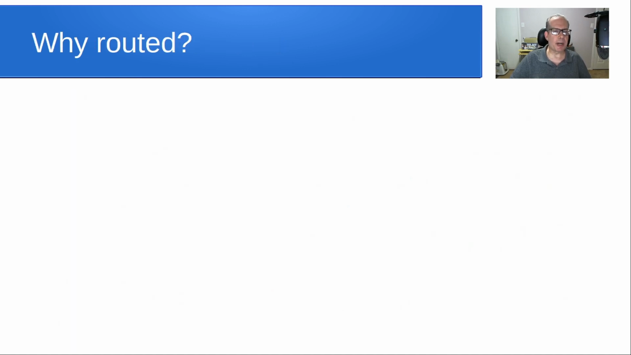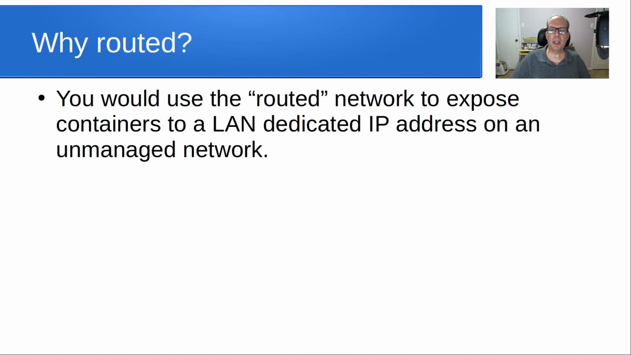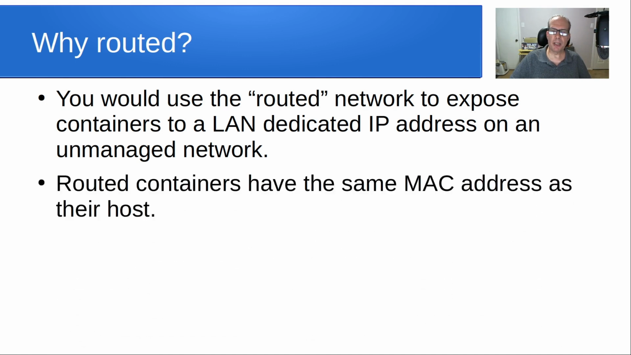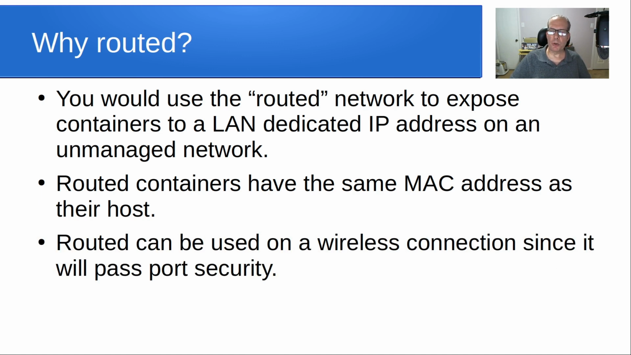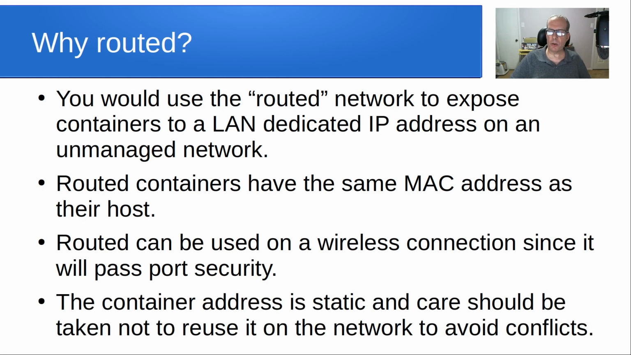So this time we want to talk about another network type which is really kind of specialized, and it's called routed. So you would use the routed network to expose containers to a LAN dedicated IP address on an unmanaged network. And specifically, routed containers have the same MAC address as their host, just like Ipvlan did. But routed can be used on a wireless connection since it will pass port security because it doesn't try to create another MAC address. And the container address is static, and care should be taken not to reuse it on your network to avoid conflicts.